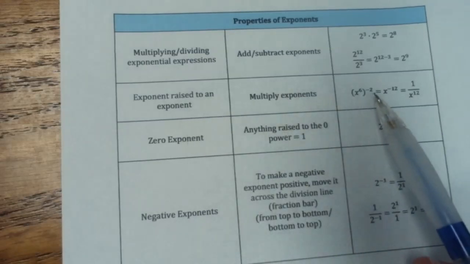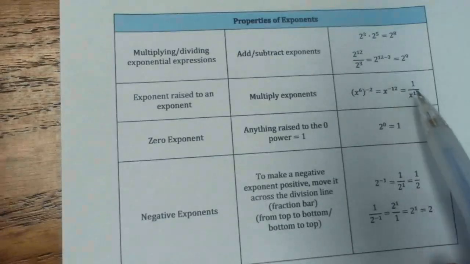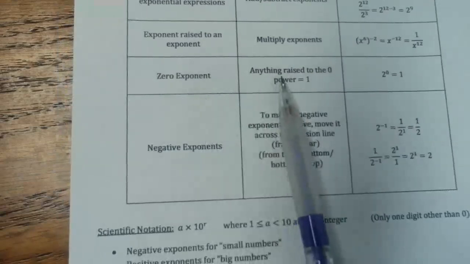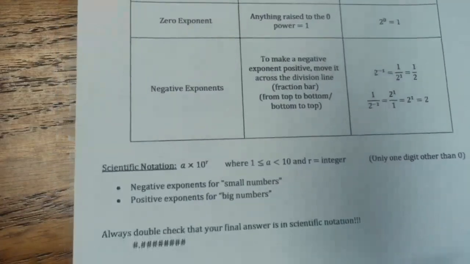If we have an exponent raised to an exponent, we're going to multiply those exponents. So x to the 6th to the negative 2 power. Multiplying those exponents would give us x to the negative 12. It's negative, so it goes to the bottom. Zero exponent. Anything raised to the 0 power is 1. So 2 to the 0 is 1.